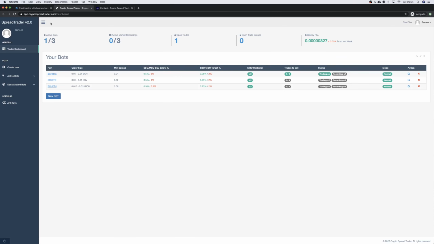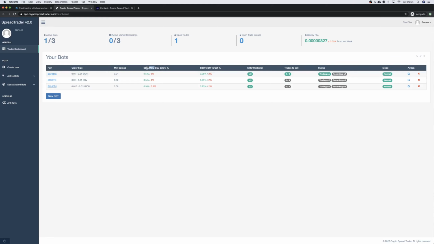the crypto spread trader dashboard. It looks like this. Here you have a list of your bots with basic configuration. You can hover on it to have a description. You can see often the terms SBO and MBO. SBO is for single buy order and MBO is for multiple buy order.